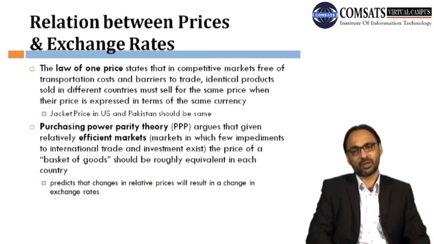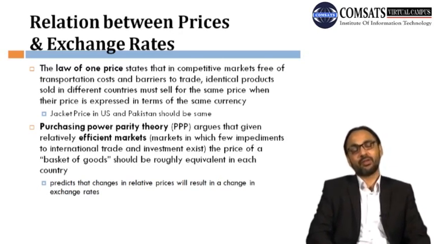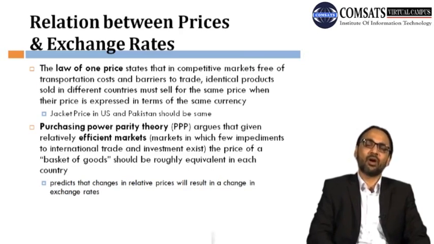This is the basic notion, like the law of one price. But the main difference is that the law of one price has the assumption of an efficient market where there is no transportation cost and no barriers, while purchasing power parity has the assumption of a relatively efficient market, which considers some sort of obstacle, some sort of impediment to trade across the countries.